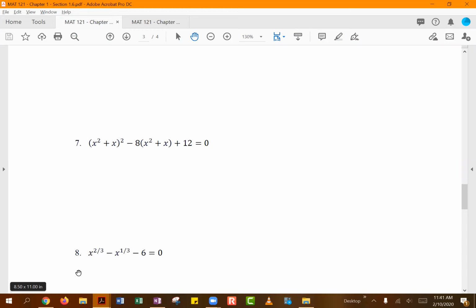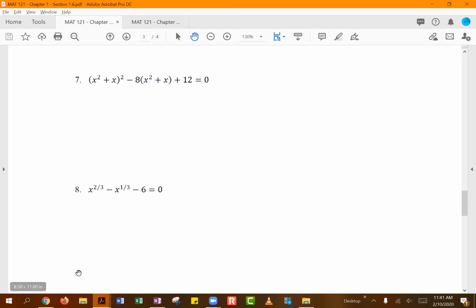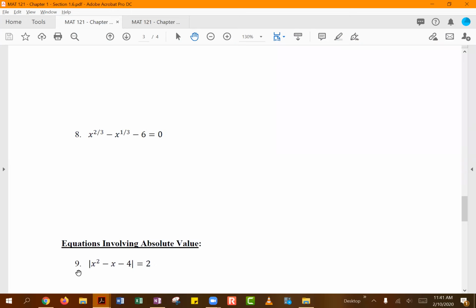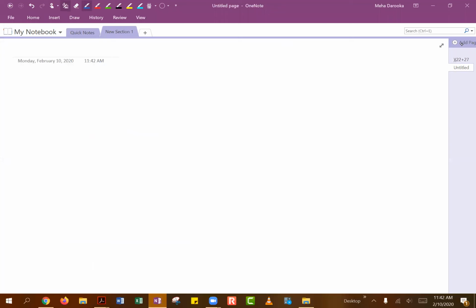Now look at number 8 and tell me what the u substitution should be for this one. You've got x to the 2/3 minus x to the 1/3 minus 6 equals 0. Very nice. Use the middle term, yeah, which will tell us so u is equal to x to the 1/3. That's all I heard.